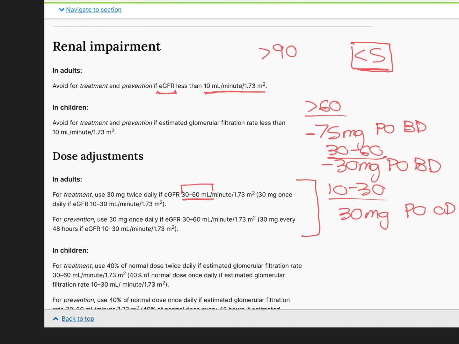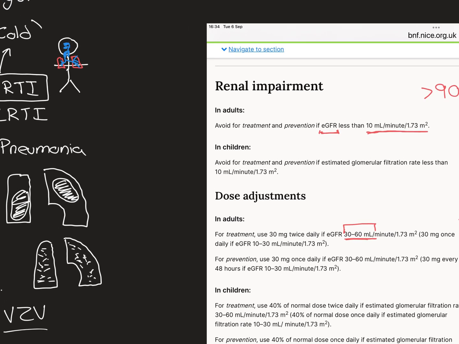Let's now talk about prevention. So this is something that we do actually, probably more patients in hospital get put on it for prevention rather than actual treatment.